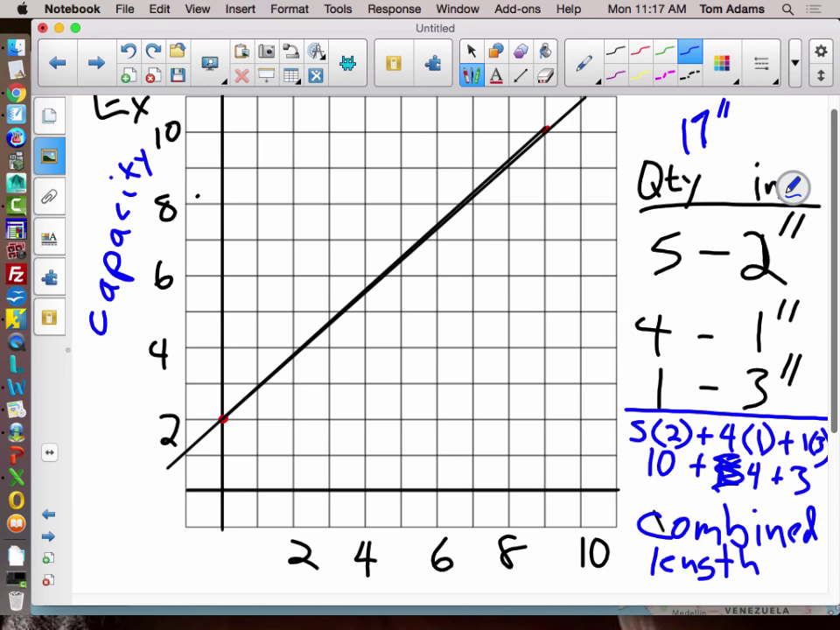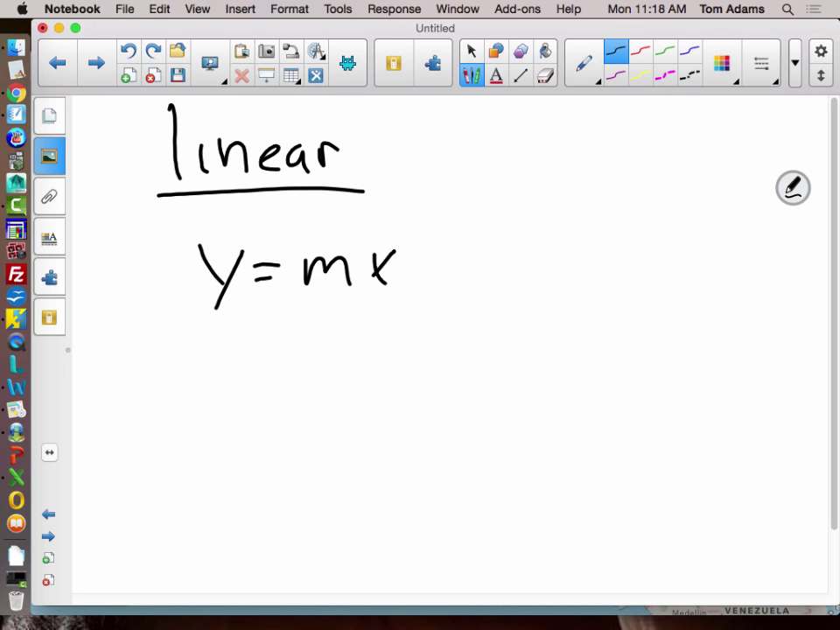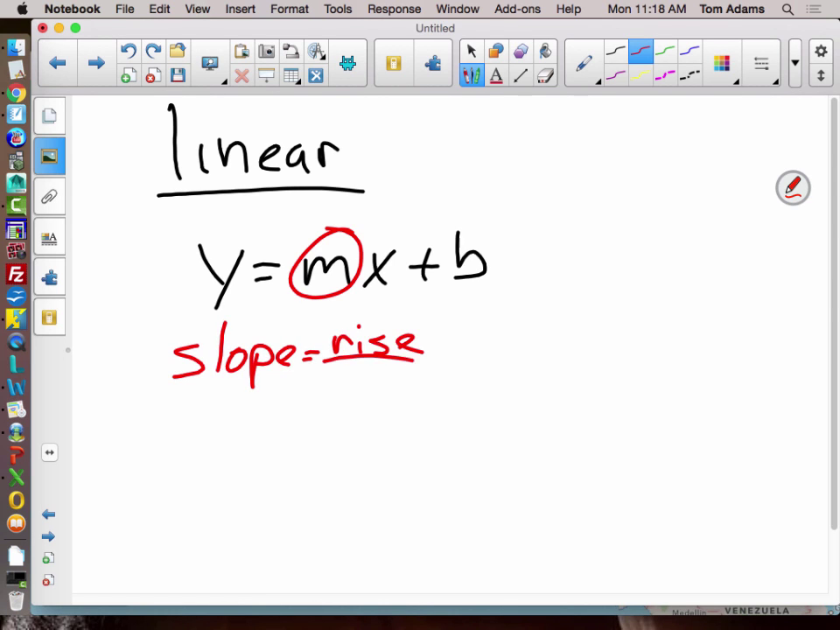Now, what's the formula for linear graphs? Yes? Y equals mx plus b. So I'm going to jump over to another page here. And so we know that that's a linear graph, and we can represent that by y equals mx plus b. A little math review for you guys. What does m represent? Yes? Slope. Slope, which is, what's another way to say that? Rise over run. Rise over run.